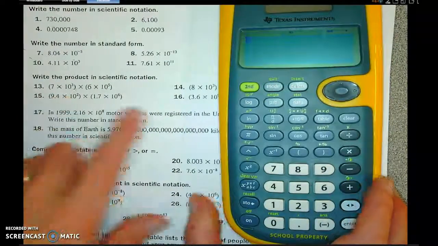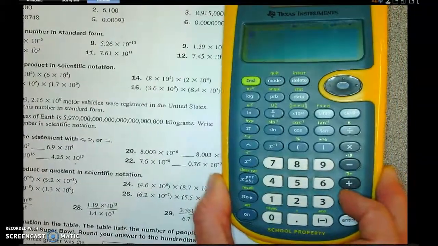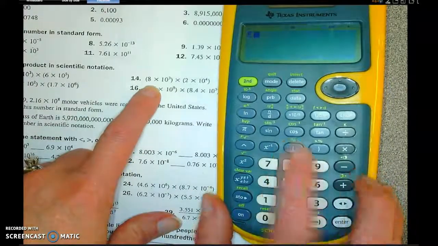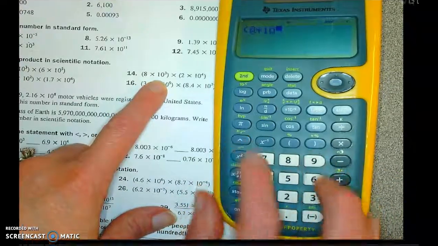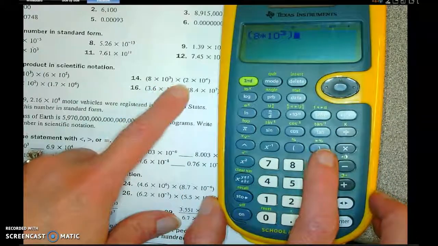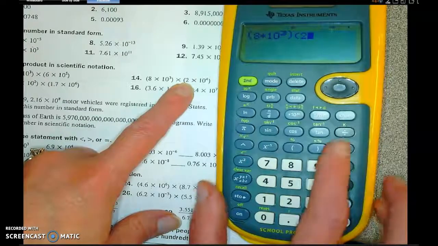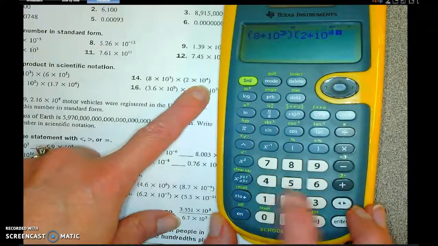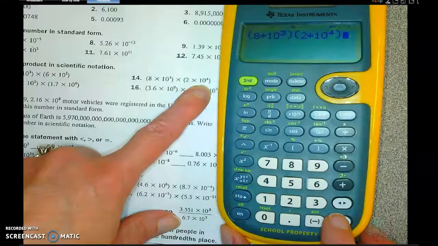So let's look at number 14. I'm going to just put it straight in. 8 times 10, I'm going to go house top, 3. Arrow over, close the parentheses. Open parentheses, 2 times 10, house top for the exponent, to the 4th power. Arrow over to get out of the exponent. Close parentheses.